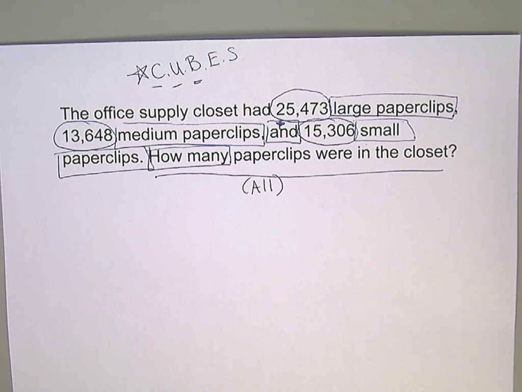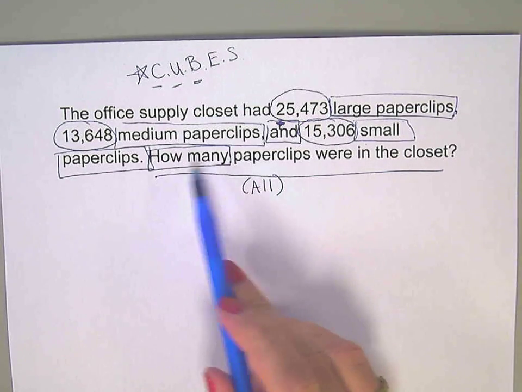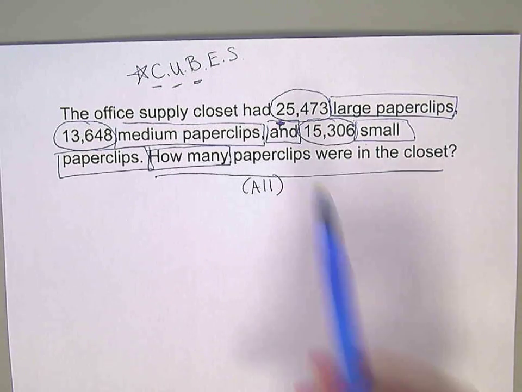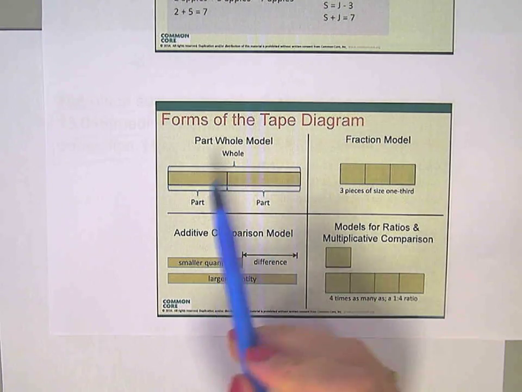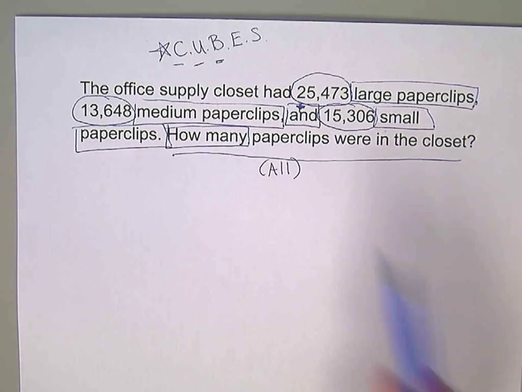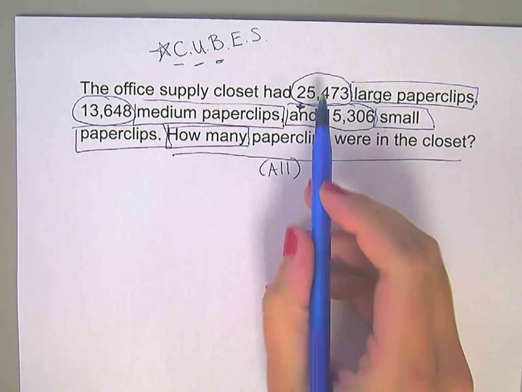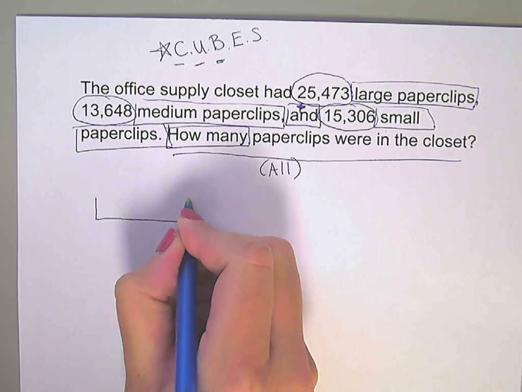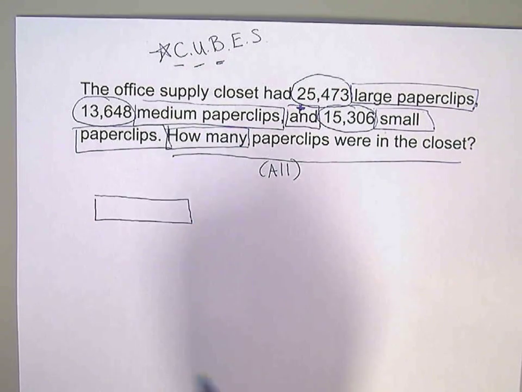Now we're ready for our tape diagram. Again, just think about which tape diagram we're going to use. If it's giving me my parts, I need to find out how many paper clips were in the closet. How many total? So what that tells me is when I look at my tape diagrams here, I'm going to use my part whole. But instead of 2 parts, I actually have 3 parts. So the first thing I'm going to do is start with my big number right here. And I'm going to draw a bigger rectangle. This represents my little piece of tape.